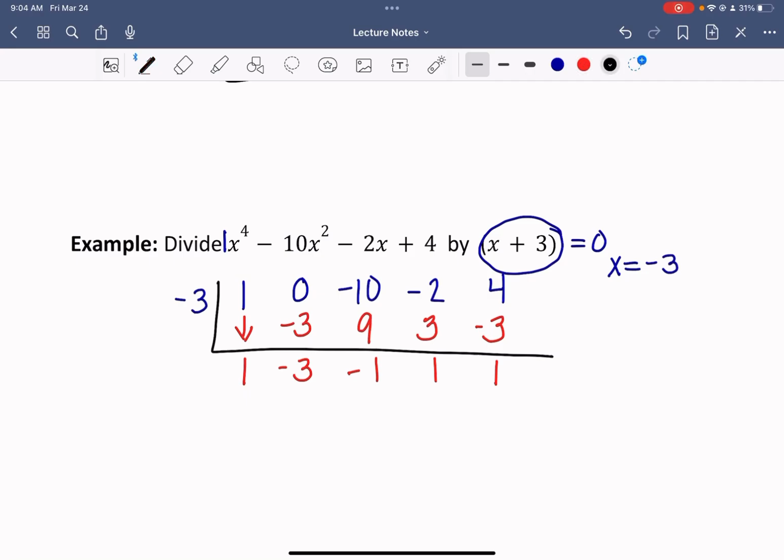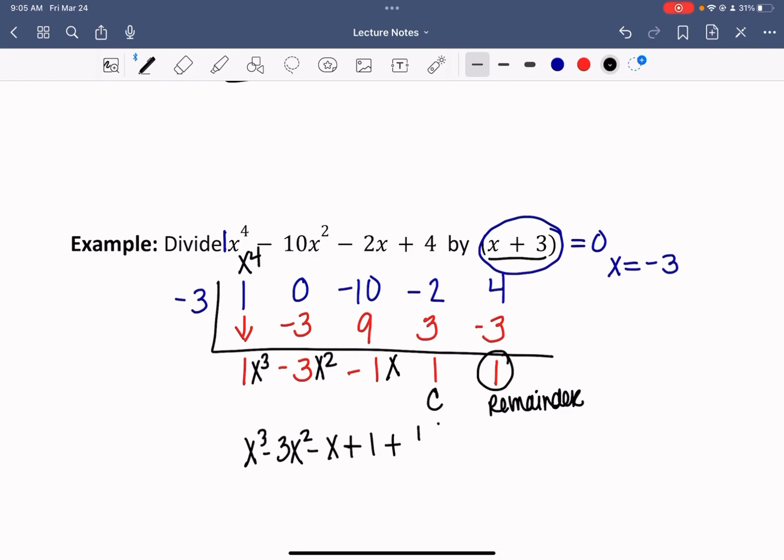Well, we started with an x to the fourth. We're dividing by a linear function, so it's going to reduce by 1. So this gives me an x cubed, x squared. You just start writing this in order. X, this is your constant, and then this is your remainder. So the result of dividing this is x cubed minus 3x squared minus x plus 1 over what I was dividing by.